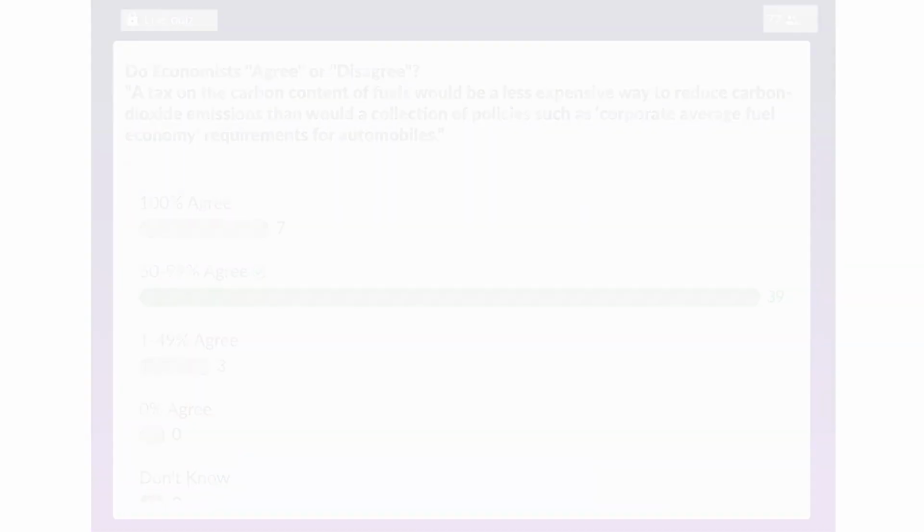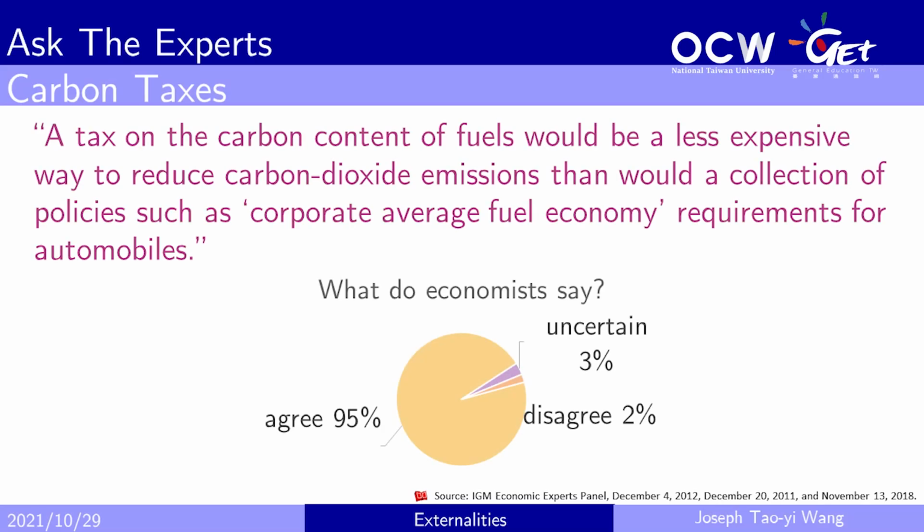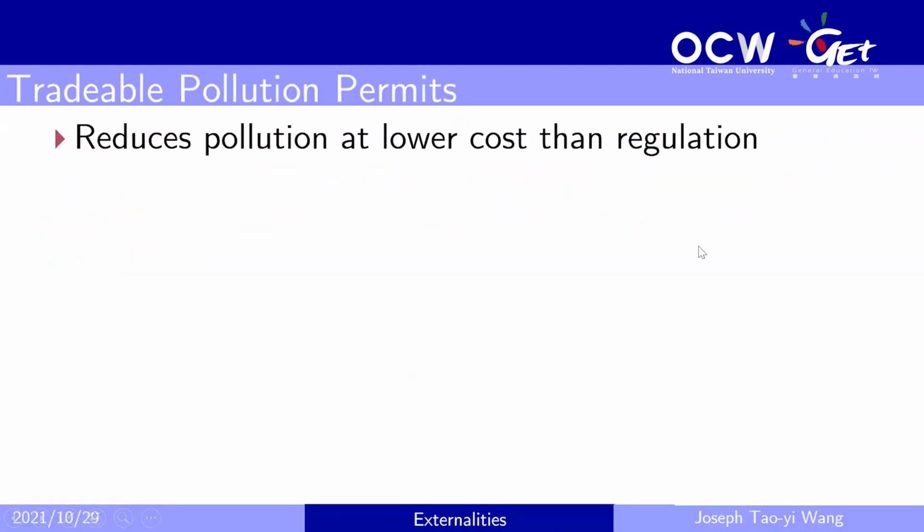Actually, we can take a look at the survey results over here. It's actually 95% of the economists surveyed agree with this statement, that carbon tax is better than this regulation. 3% are not sure, 2% disagree. Okay, so we saw corrective taxes. That's one way to solve this negative externality problem.